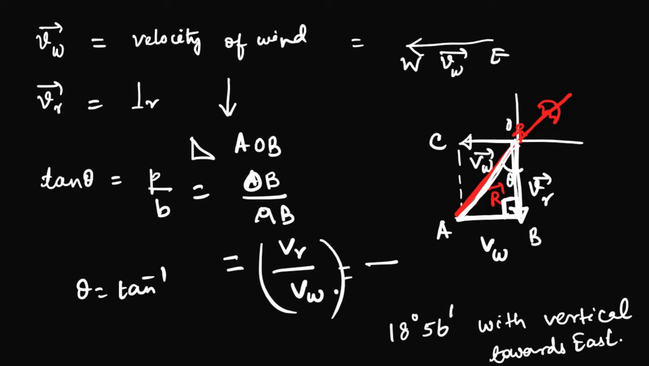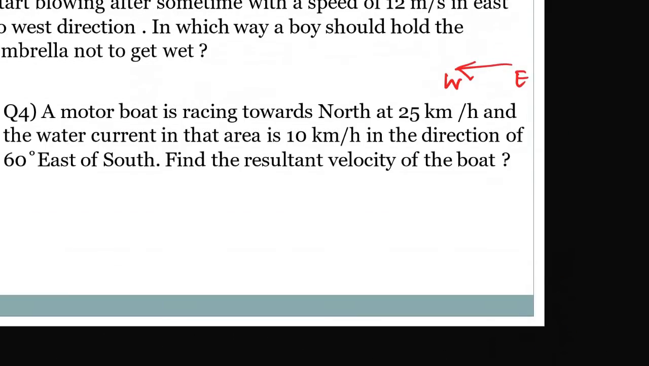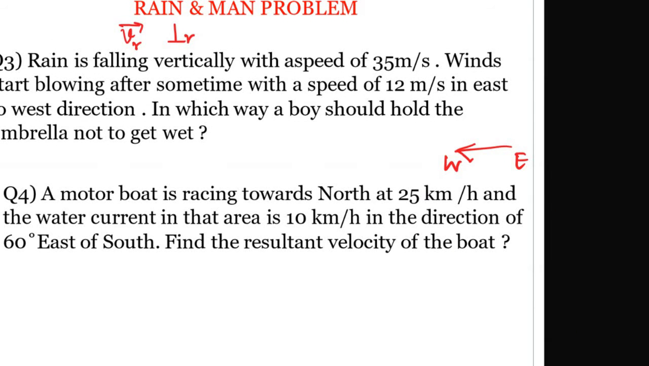Okay, so this would be the problem. I am showing you the question again so that it will be more clear. Rain is falling vertically, so I have drawn that like this, downwards. Now the wind started blowing after some time with a speed of 12 meter per second. All are in SI units, no need to change them. So it would be like this.